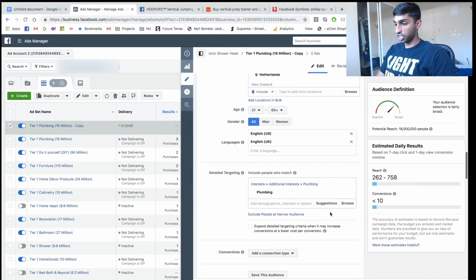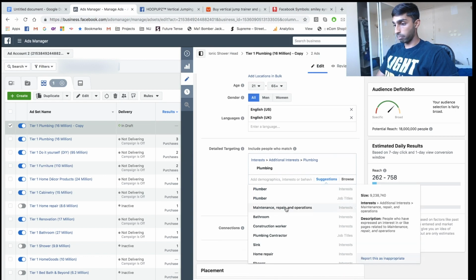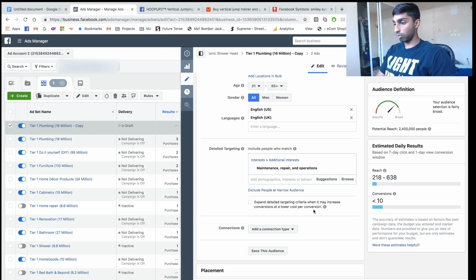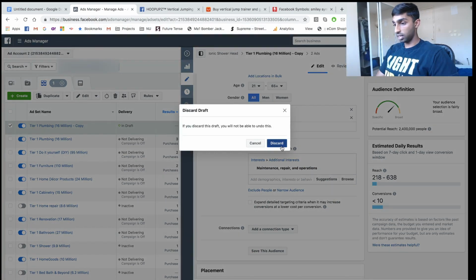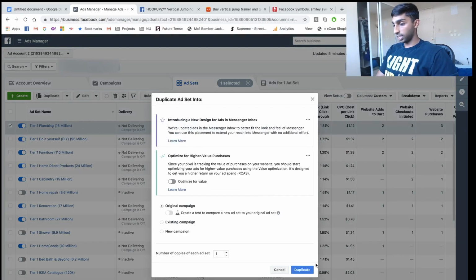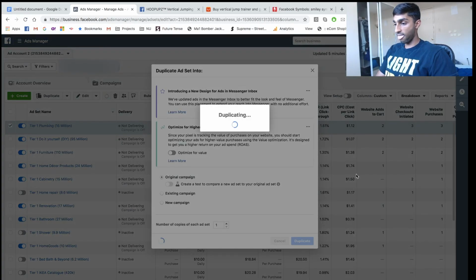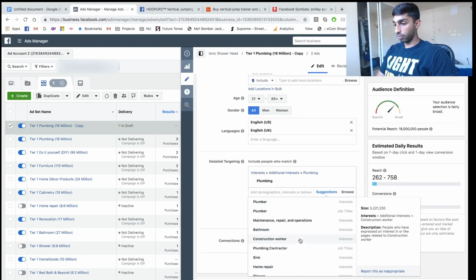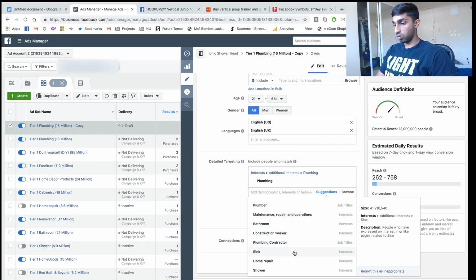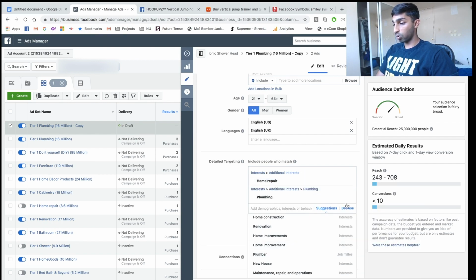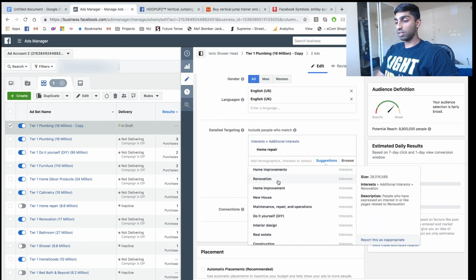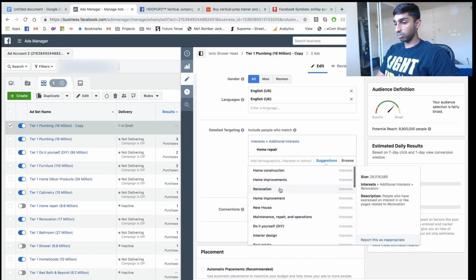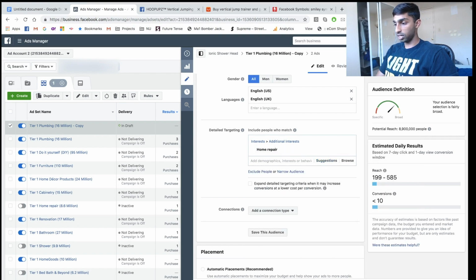Find another one, go down to suggestions. Maintenance, repair, and operations, pretty similar, pretty logically makes sense to what a plumber is. So I would submit that. That's ad set number 2. Do it again. Cool. Then maybe home repair, that's another good one. So basically it's really simple, right? Just go down the list, find new ad sets related to the one that makes sense. That's it. It's just click one and you have a new ad set.